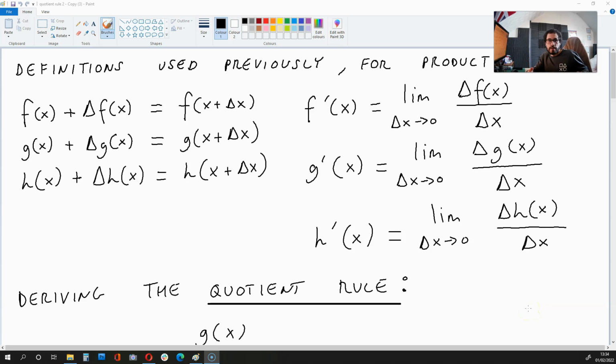Hello, in this video I'm going to be showing you how to derive the quotient rule in differentiation using an alternative method. Now, if you haven't watched my previous video about the product rule, I would recommend watching it before watching this video, as you'll understand why I came up with these definitions at the top of this screen.